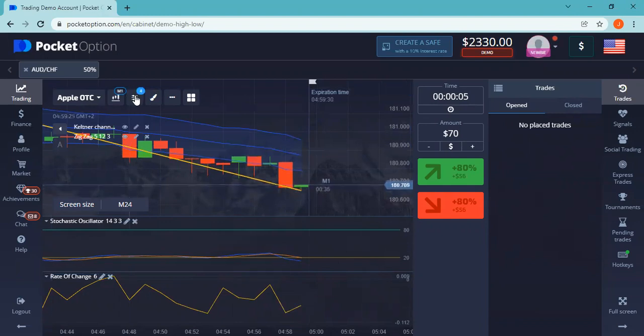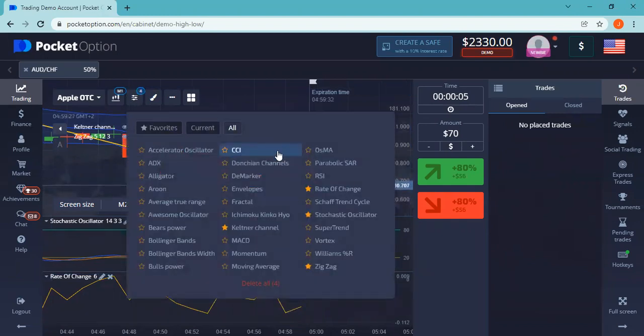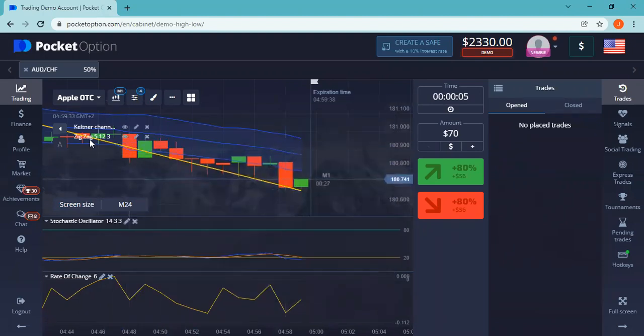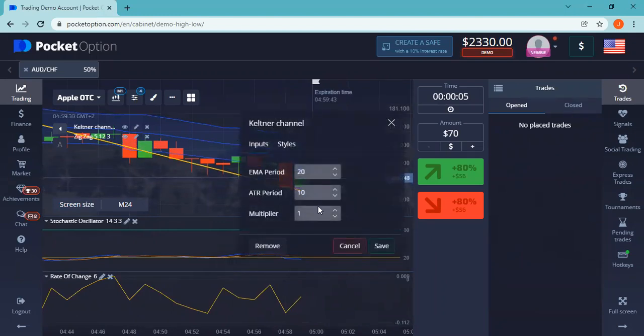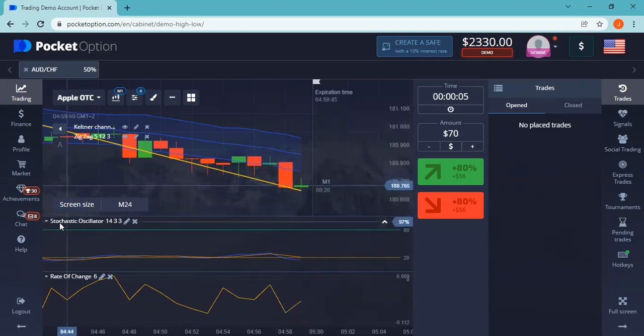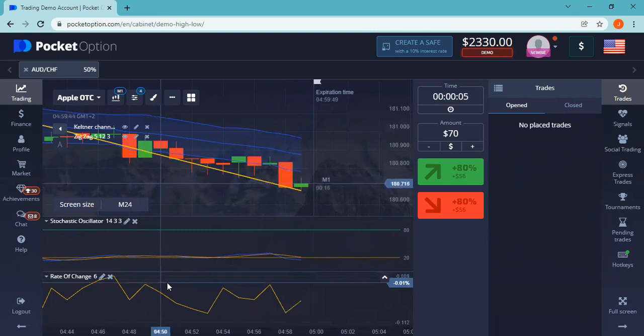The indicators that I have, you can go right here: stochastic oscillator, zigzag, rate of change, and channel. Settings: zigzag, 5, 12, and 3. Channel, 20, 10, and 1. Stochastic oscillator, 4, 14, 3, 3. Rate of change, 6.